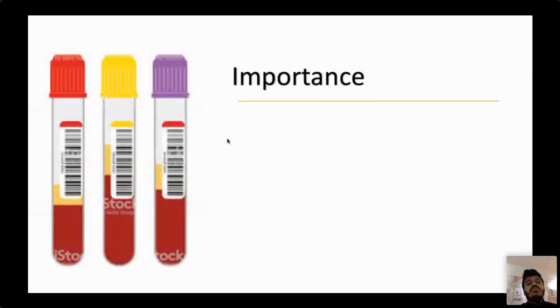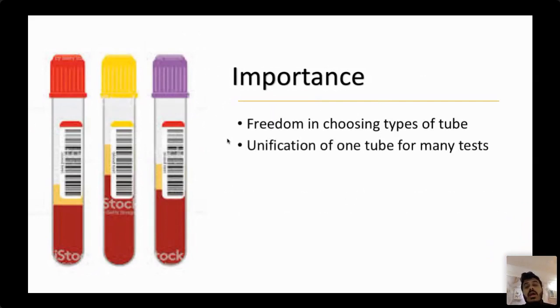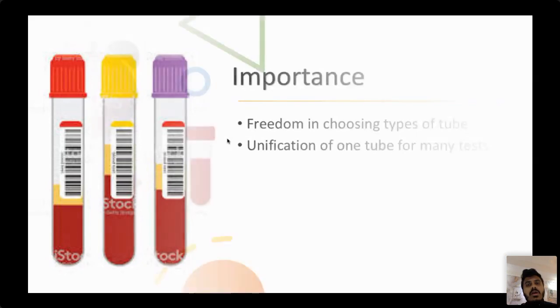Why is it important to investigate parathyroid hormone in different types of tubes? Because it gives freedom in choosing types of tubes, and also allows the unification of one tube for many tests. For example, if the physician orders a bone profile and also wants a result for intact parathyroid hormone, he can include all tests together, and this can minimize the blood taken from the patients.